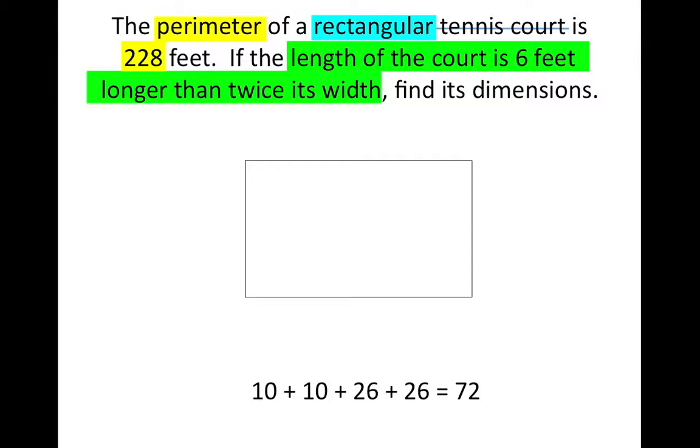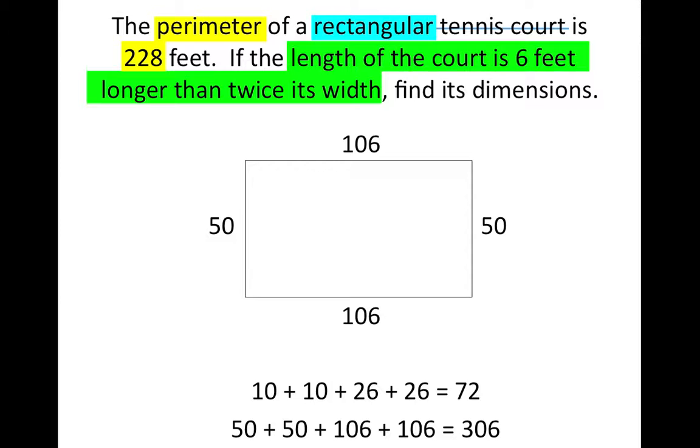What if the width is 50? Then the length is 6 more than 100, or 106. The opposite sides are the same. Do those add up to 228? No, they're too big now. We'll probably get the right answer eventually this way, but it might take a while.